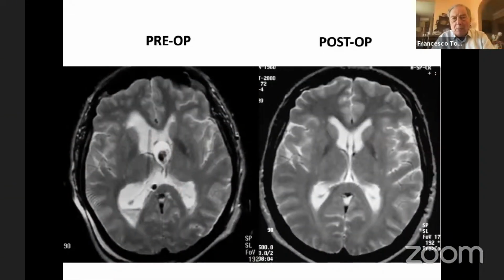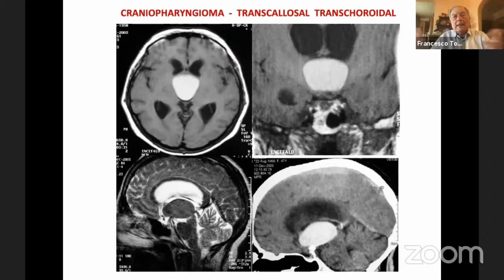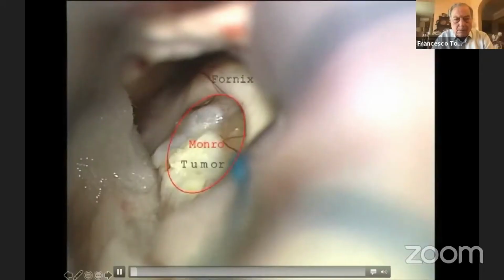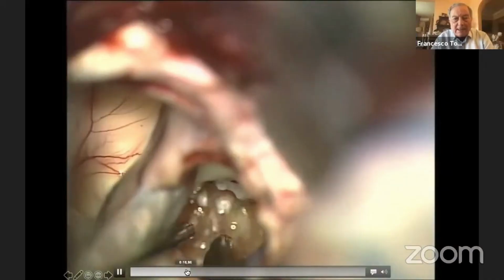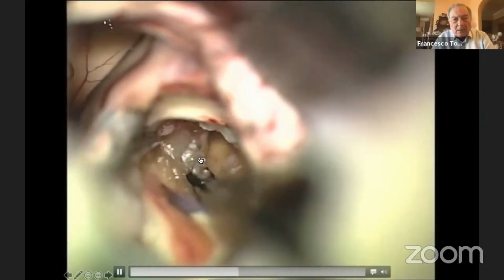This is pre-op and post-op of this case. And in more frequent cases are craniopharyngiomas, as we know, but I'm speaking about pure intraventricular craniopharyngioma and transcallosal transchoroidal approach, as in this case. It's the foramen of Monro. And I would like to show you that the craniopharyngioma was adherent to the border of the fornix. And you see the ependyma of the third ventricle.